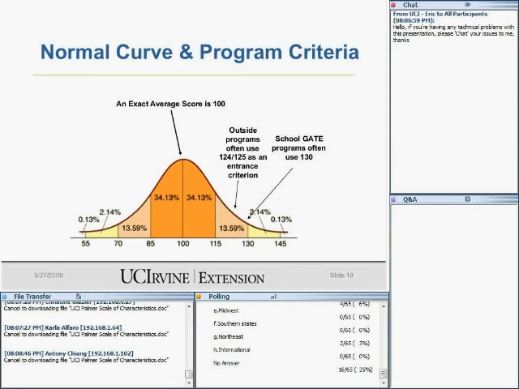Okay, all right, I'm going to go through this quickly. I think I have about 10 minutes here. So what do these scores mean for GATE programming or gifted enrichment programming? I'm going to look at that, but first I'm going to answer a couple questions.